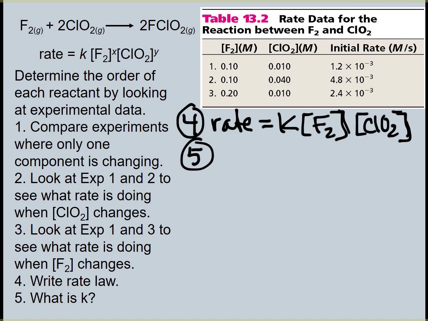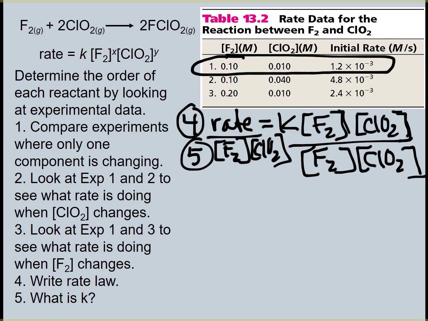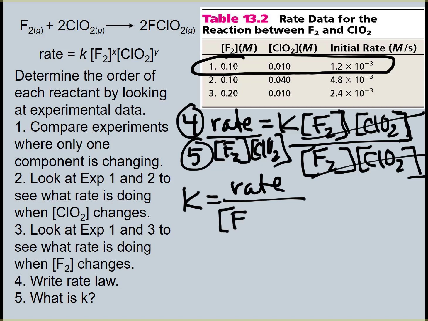To find k, you just pick one of the experiments. I'm just going to pick my first experiment. You could pick 2 or you could pick 3, it doesn't matter. And you just plug it into the rate law that you just found. I am first going to rearrange the equation so I can have k just on one side. So this all cancels and I'm left with k is equal to the rate divided by each of these concentrations. Remember, the brackets mean molarity. Then I can just go ahead and put my numbers in.